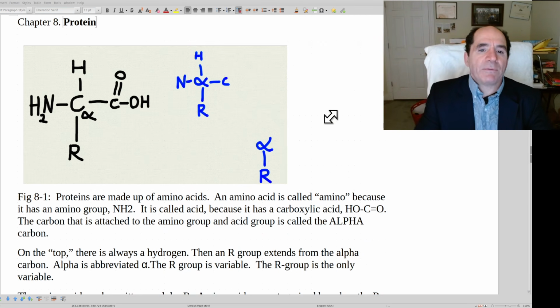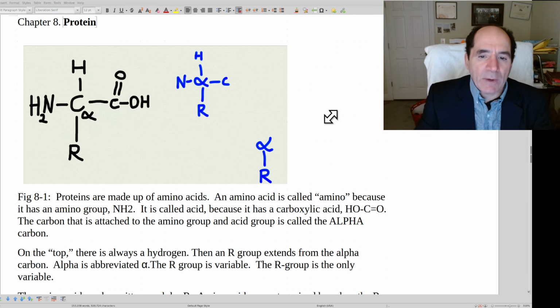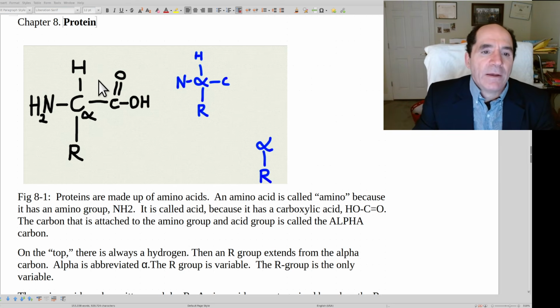A protein is made out of amino acids. It's basically like a string of beads, like a necklace of all these amino acids connected to each other. The structure of an individual amino acid is, right in the center of it, you've got a carbon. Okay, and that carbon in the center is called the alpha carbon. And on top of it, you always have a hydrogen. Think of it being like your head. H, that's your head. And you're always going to have a hydrogen right there. That does not vary, so you can just take it for granted.